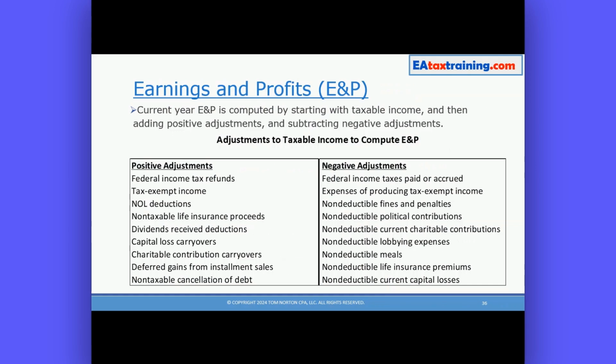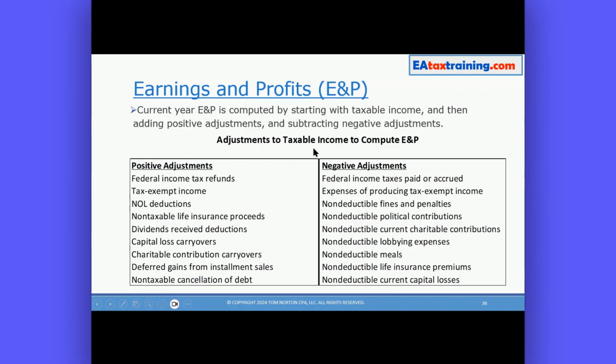So the purpose of computing E&P is to get as close as we can to the true economic income of the corporation. Taxable income does not usually reflect actual economic income because there are some types of income that are not taxable, so they're not included in taxable income. And there are some types of expenses that are not subtracted from taxable income because they are not tax deductible. But if you're looking at the corporation's actual economic earnings and profits, then you would include those items just because they're not included in taxable income. There still are real world income and expenses that the corporation has. So the idea of E&P is to try to get as close as we can to that actual economic number for the year.